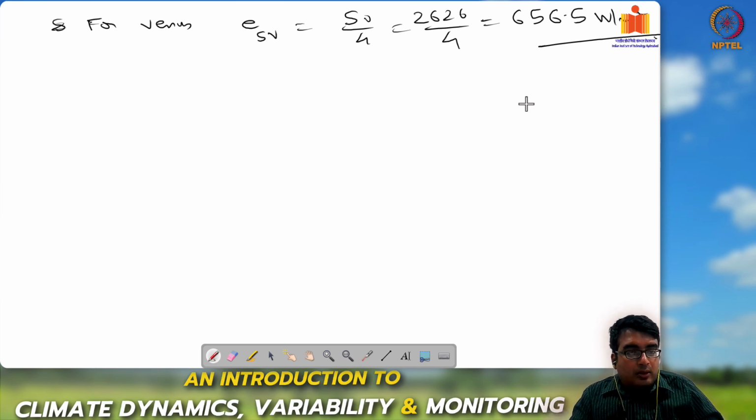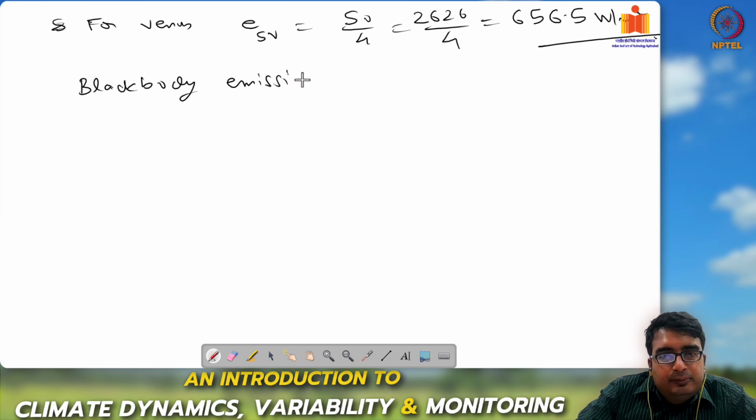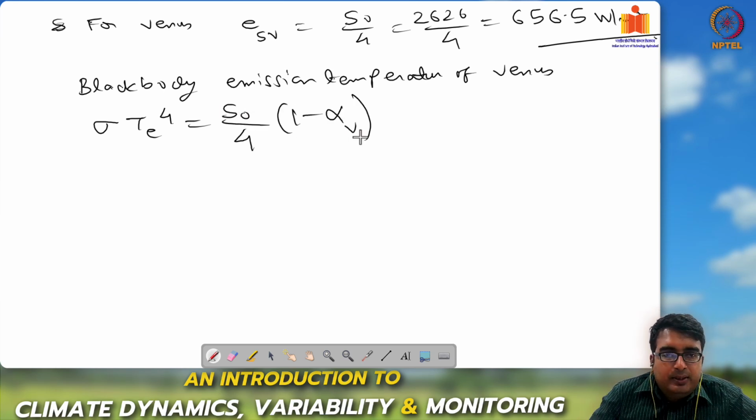Now we can then also find the black body emission temperature of Venus. So sigma TE to the power 4 equals S0 by 4 into 1 minus alpha of Venus. Now, what is the albedo of Venus?